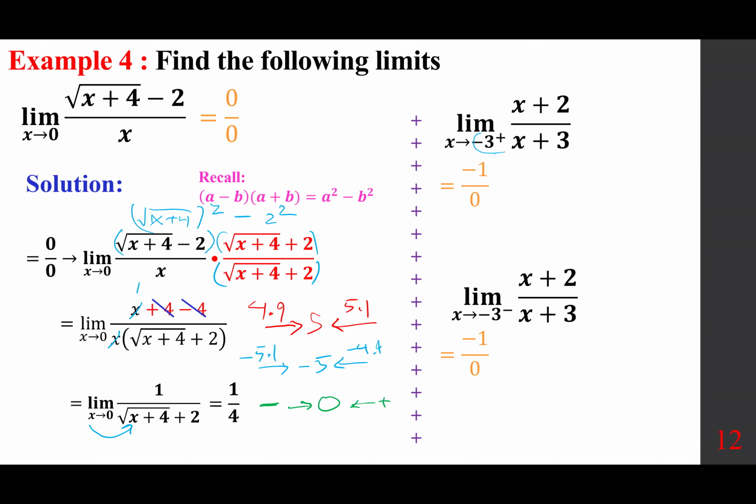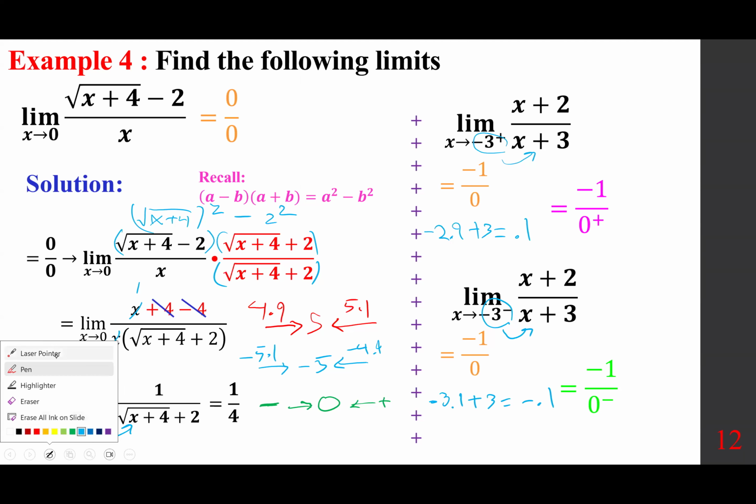You say, okay, I need to know what happens to the bottom. So negative 3 from the right, you can even choose negative 2. But let's go closer. For example, negative 2.9 plus 3 is positive 0.1. So 0 from the right. But here, negative 3 from the left, you can even go with negative 4. But negative 3.1 plus 3, it's negative 0.1. So it's negative 1 over 0 from the left.